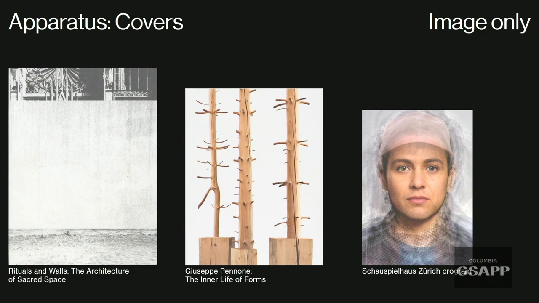Rituals and Walls on the left actually comes packaged with a clear wrap, and there's a silkscreen print on that that, when you unpackage the book, gets thrown away. But in reality, the cover is just this, just this wall itself. For a monograph of Giuseppe Pannone, The Inner Life of Forms, this beautiful full wrap image of the box set of these sculptures wraps the whole thing. One of these trees goes up the spine. It's quite nice. Here on the far right is a program for a playhouse in Zurich, and this is a composite image of all of the actors from that season layered on top of one another. It's a pretty evocative image.